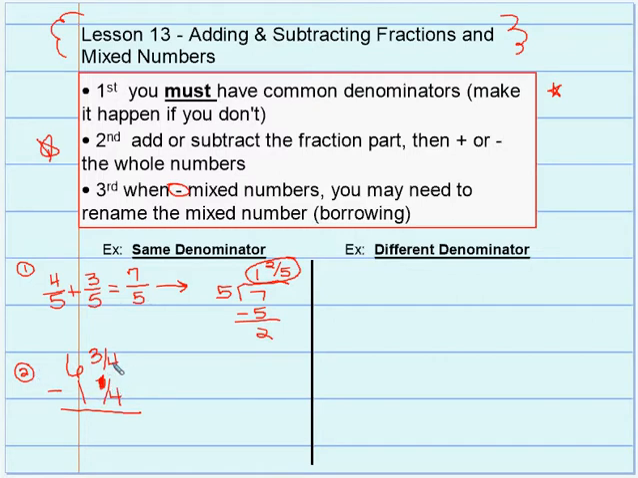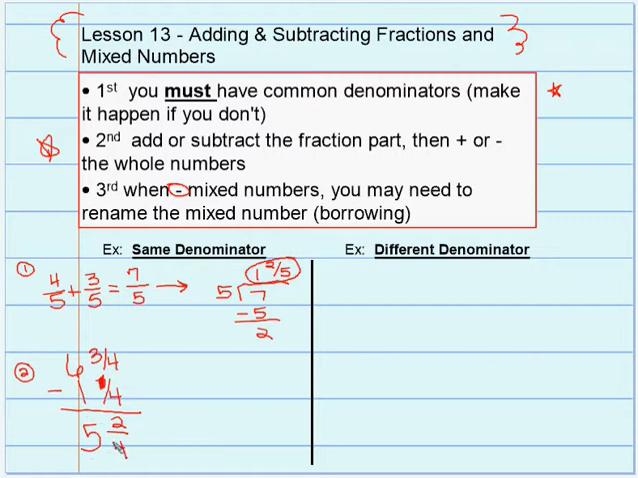Okay, so back to example number 2. We have same denominators, so we leave the denominator alone. And then we can just subtract the numerators. So 3 minus 1 is 2. Then subtract the whole number part. 6 minus 1 is 5.